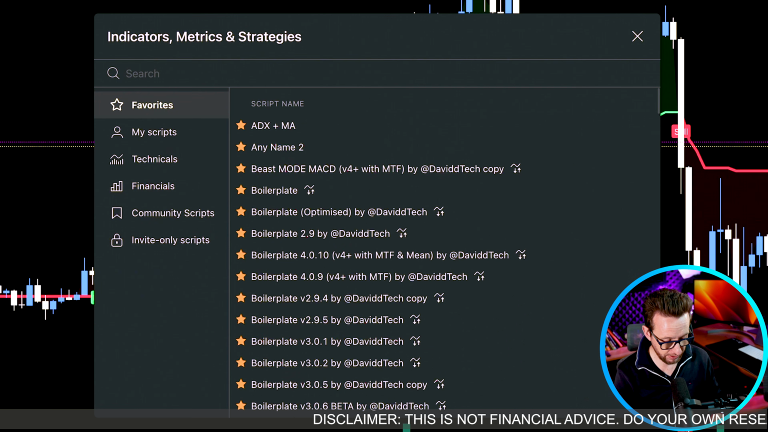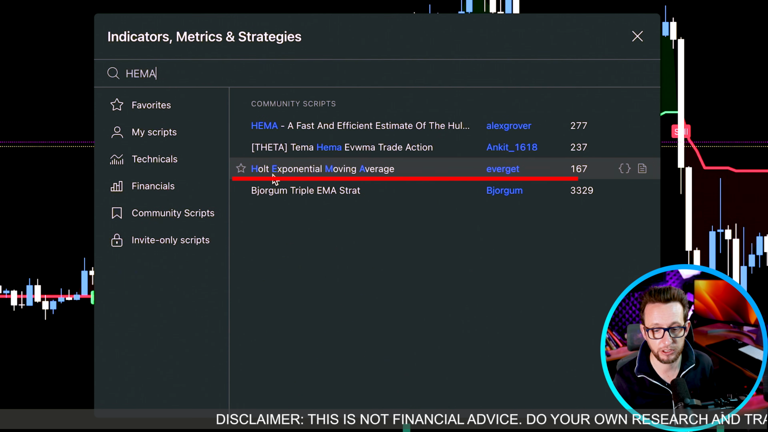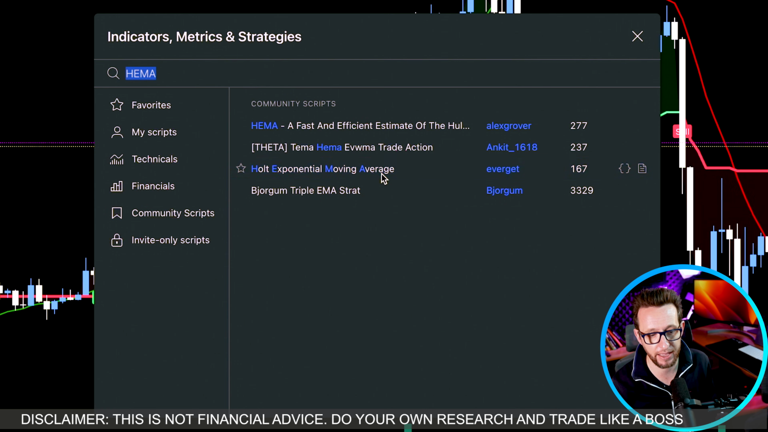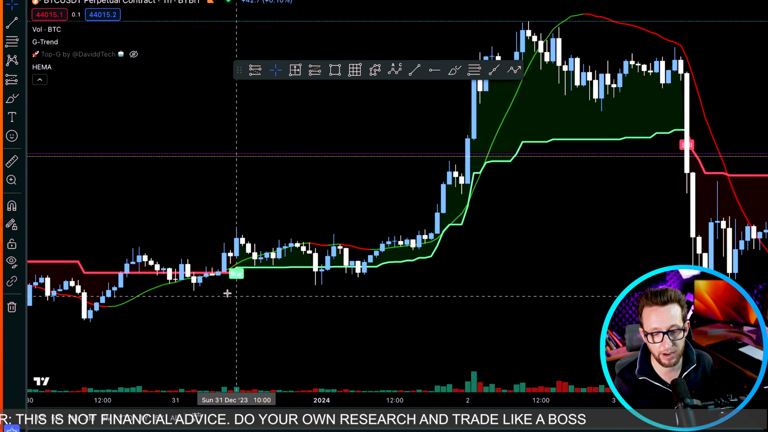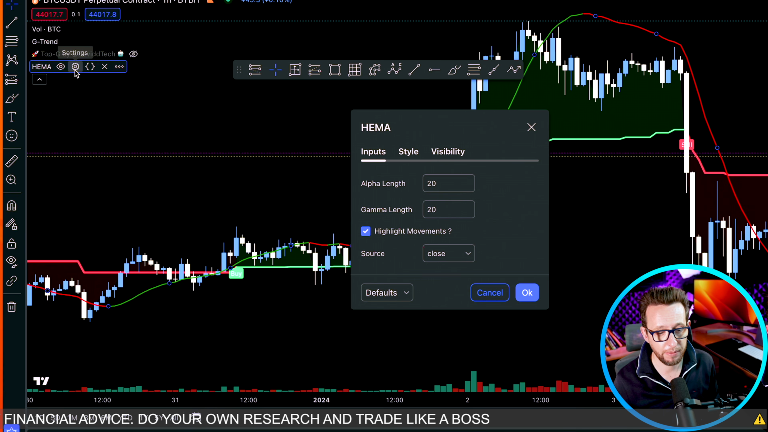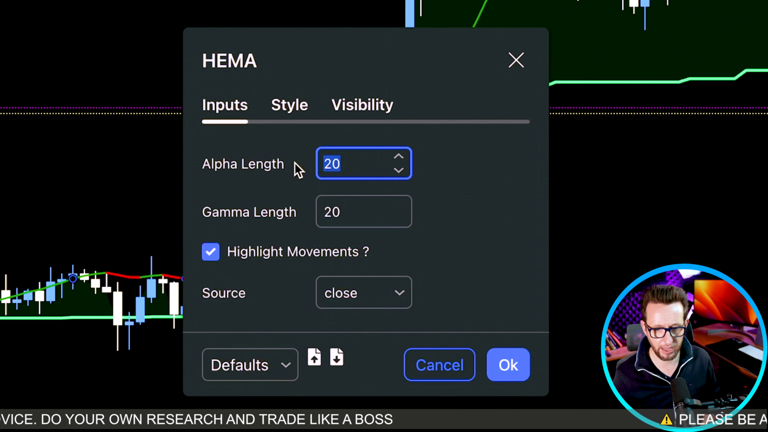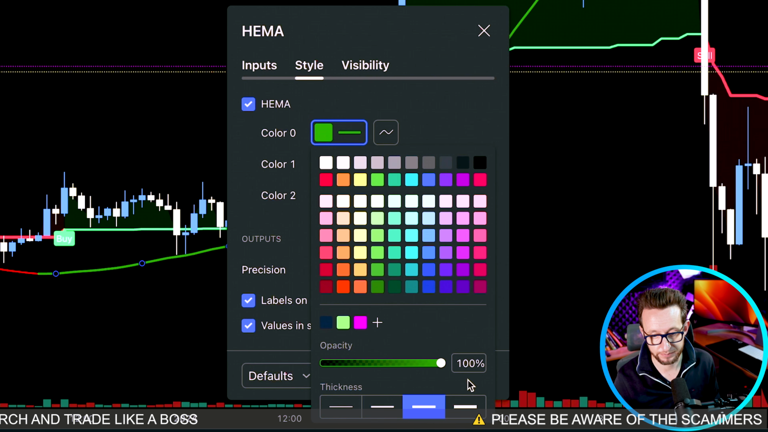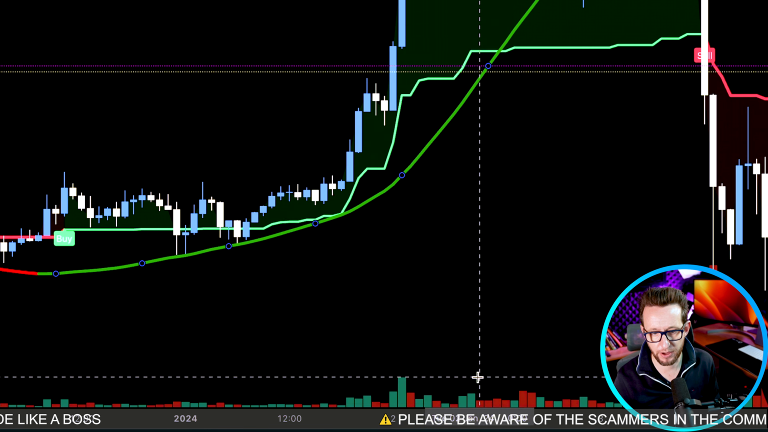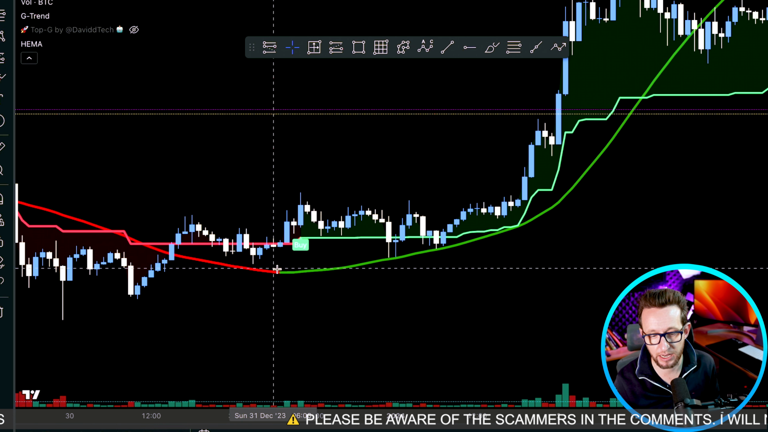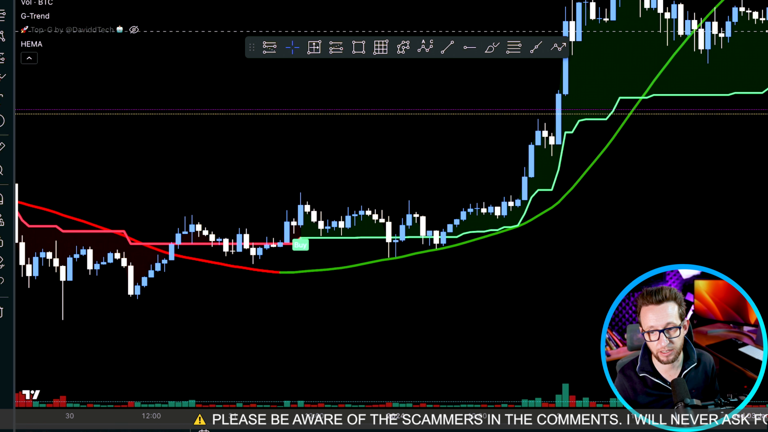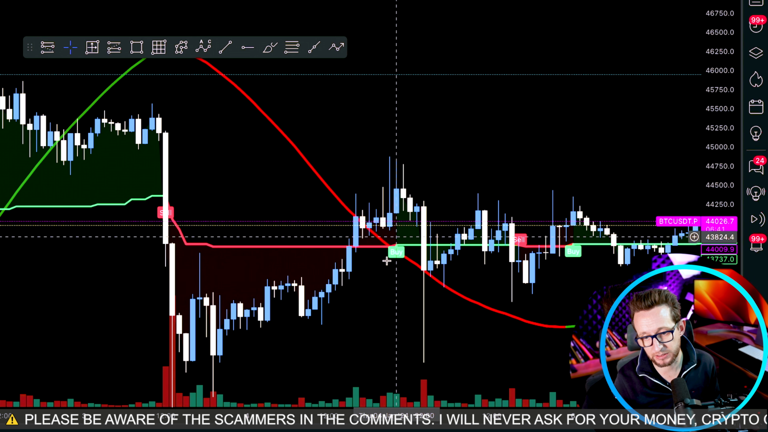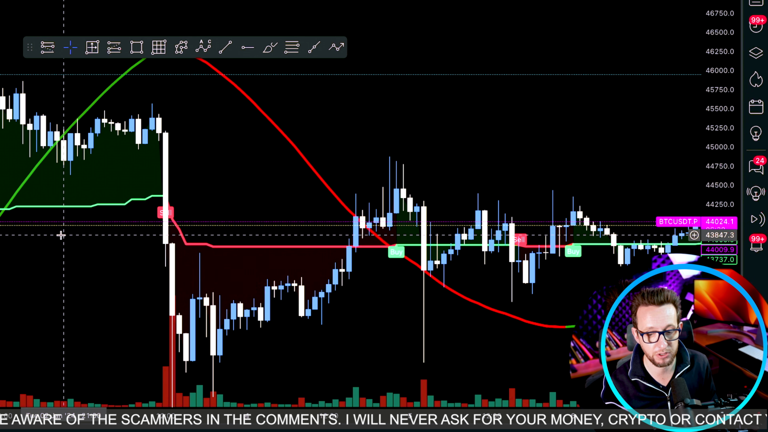The first one we're going to be adding is the HEMA, which is the Hull Exponential Moving Average by Everget. That's going to add this red and green line here. I'm going to change the alpha to 80, and we're going to make it a little bit thicker for YouTube. And there we go, perfect. As you can see, it gives us a little bit more confirmation of the trend direction. For instance, here it would have given you the sell, but it would have filtered out this buy here, which would have been absolutely perfect.